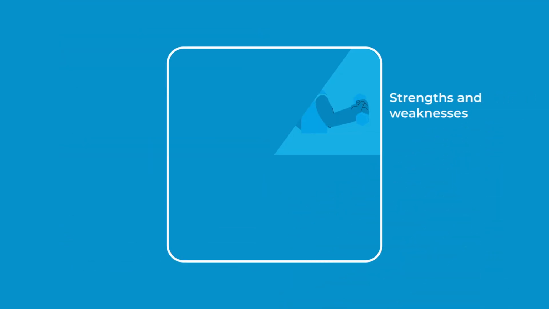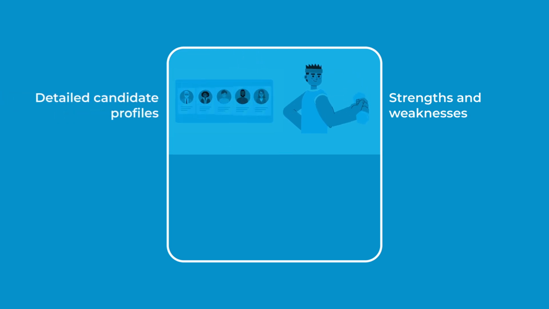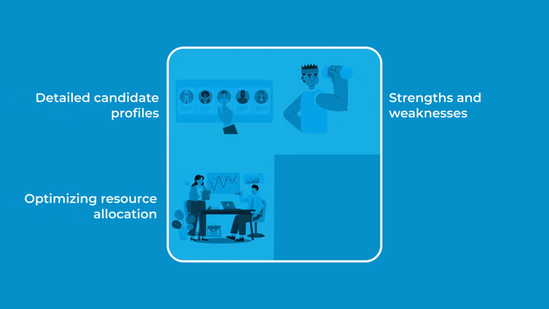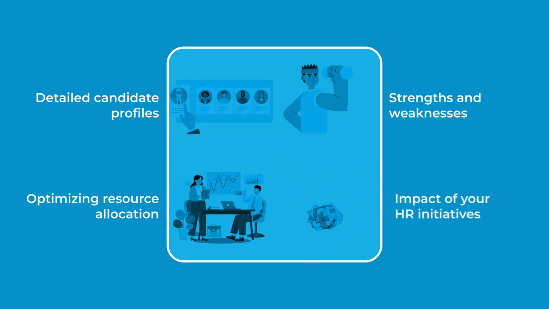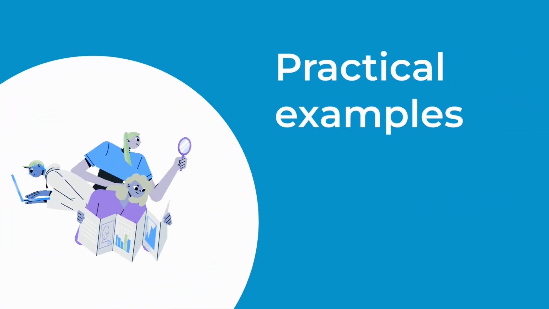This involves identifying strengths and weaknesses in your HR strategy, defining detailed candidate profiles, optimizing resource allocation, and measuring the impact of your HR initiatives. Let's break it down with some practical examples.